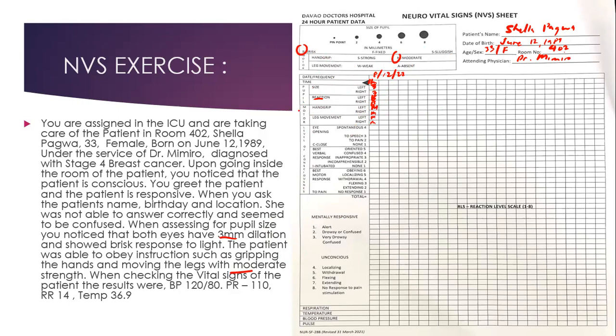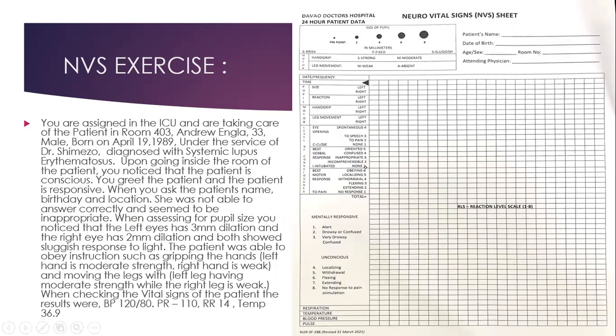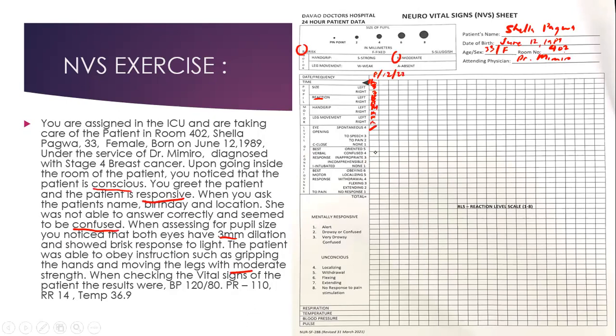Then eye opening. What is our eye opening? So upon going inside, the patient is conscious. So you saw that the patient is conscious. 4. Then verbal response, the patient is responsive, no? But the problem is, the patient is confused in her answer. So the answer is also 4, no? So 4.